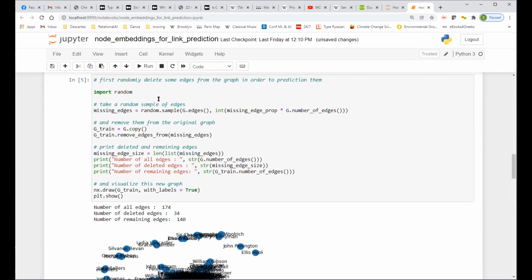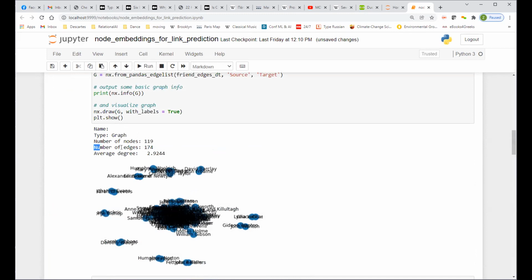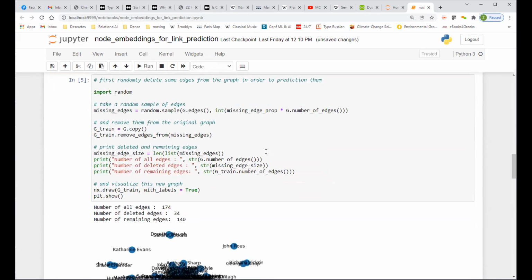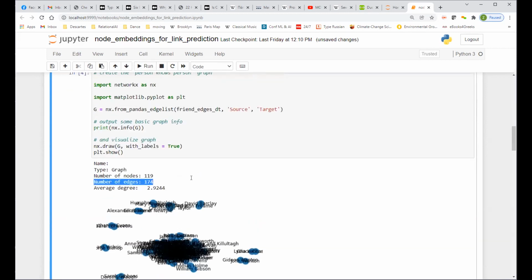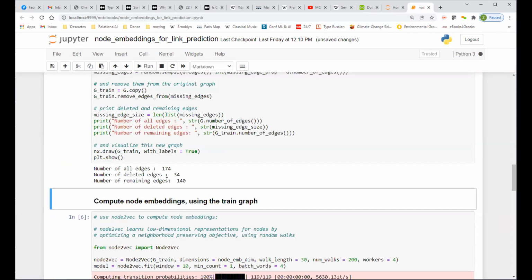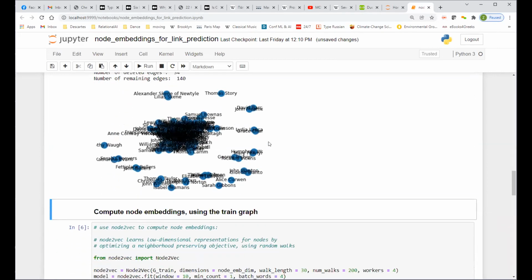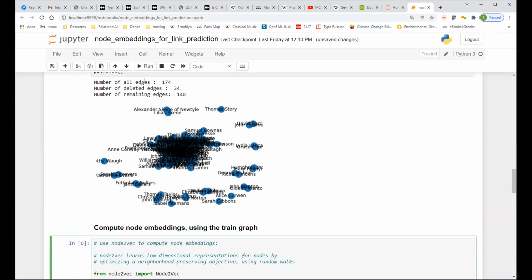Let's see. Before it was 174 edges. We deleted 34, so 140 remain. Okay, visualize like this. How I'm going to solve the problem is I'm going to compute node embeddings on the graph with the 140 edges. You see, I didn't change the number of nodes. I keep the number of nodes because I'm going to use a transductive method.